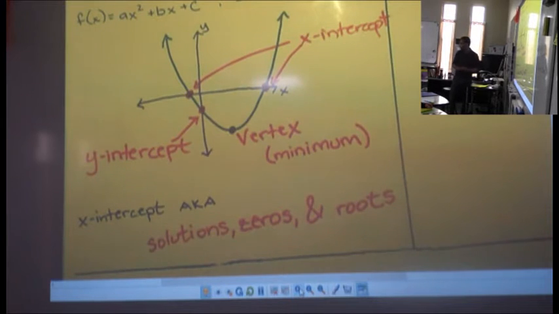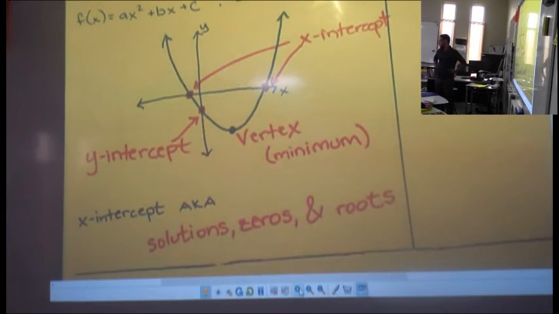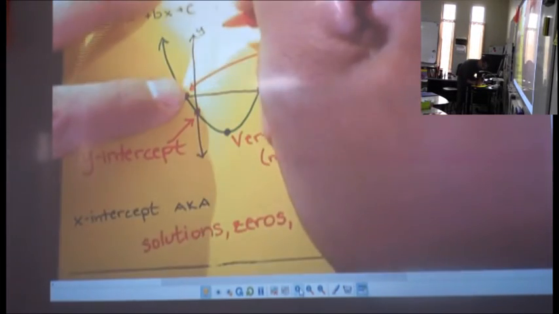So with the one up here, would the y and the x intercept both be the same? Both be at 0, and the vertex. Right, the vertex. Good.